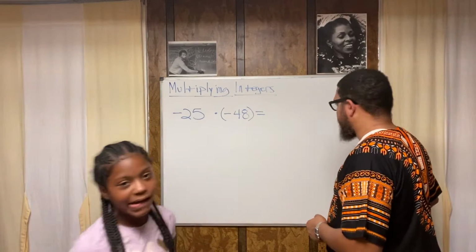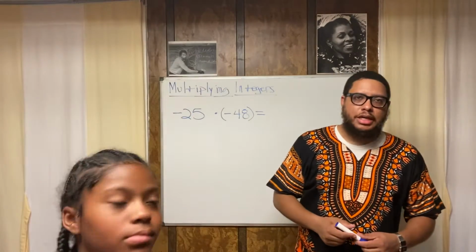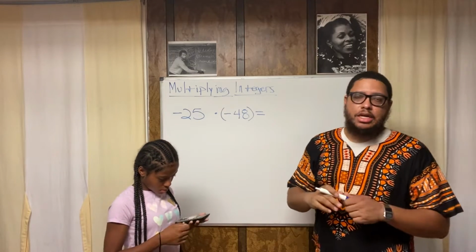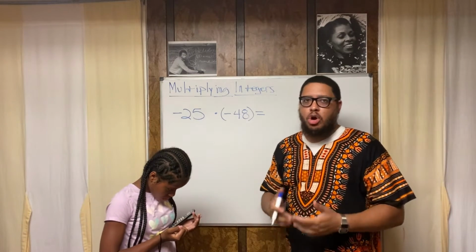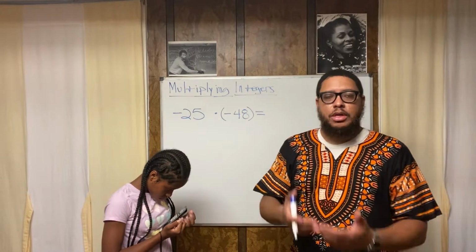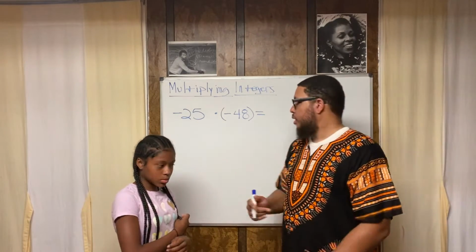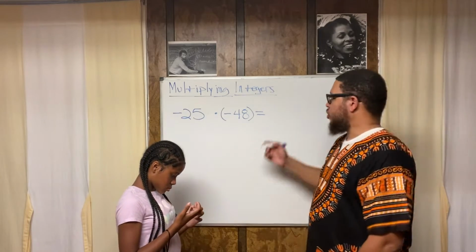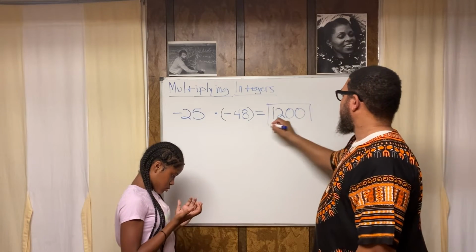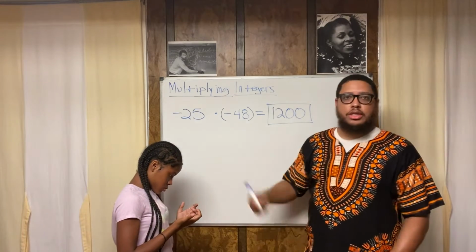Yeah. So the other thing that I want you to also know is that there's a rule that is applied to multiplication and division, which is when you're multiplying two terms or two numbers, if the signs of the numbers are the same, your answer is always going to be positive. Meaning if you're doing a negative times a negative, your product is going to be positive. If you're doing a positive times a positive, your product is going to be positive. So this is not going to be negative 1200. It's going to be positive 1200. Right? So that's also something for you to memorize. All right? Negative 25 times negative 48 is going to give you positive 1200.